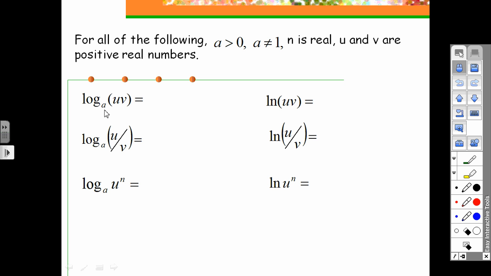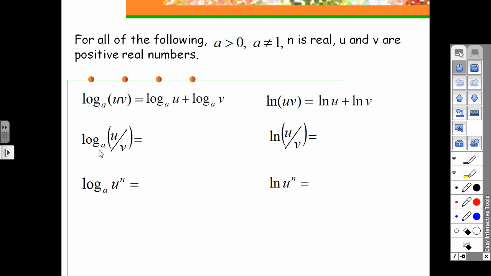So the log base a of, say, u times v. What you can do is break that up into the sum of two individual logs, one of the u and one of the v. So if these two things are multiplied, I can actually write it as two separate logs of u and v added together. Okay, now this looks like the same property. It is the same property. It just looks a little different with the natural log representation. So just remember, if you have a log of a product, rewrite that as the sum of logs.